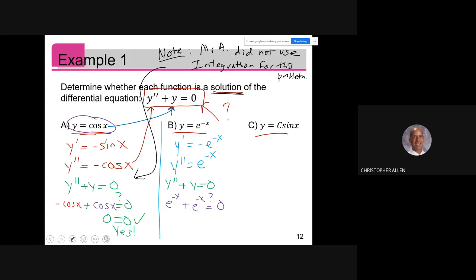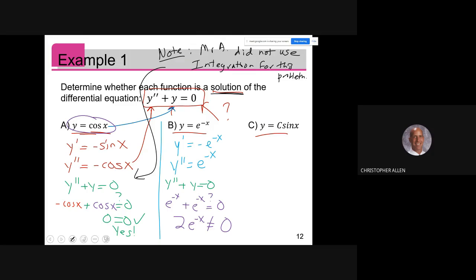Well, what's e to the negative x plus e to the negative x? 2e to the negative x. And by the way, guess when that's 0? Never, ever, ever. You can give me any x you want, and it will not give you 0 there. In other words, this function, if we were to graph y equals 2e to the negative x, it never touches the x-axis, ever.